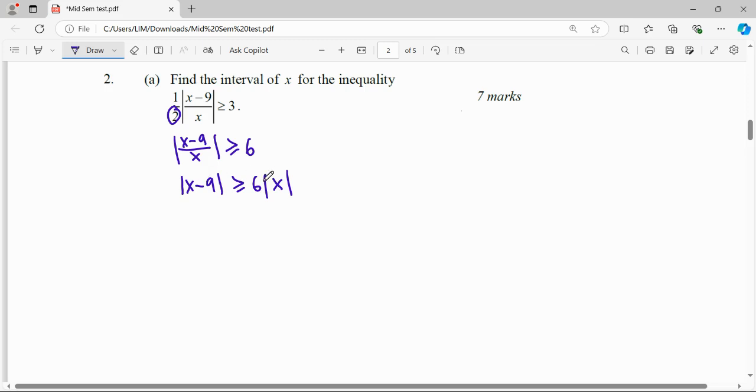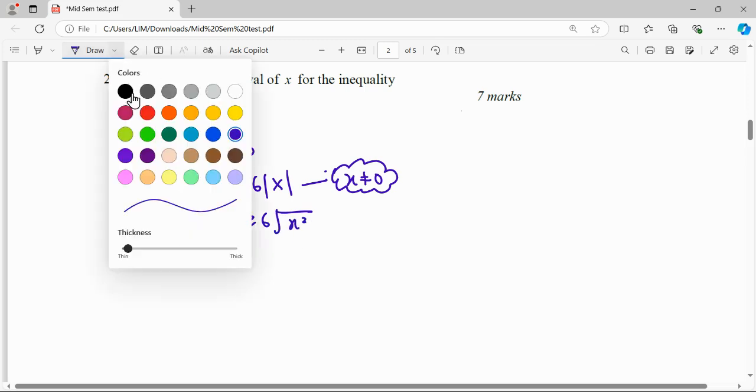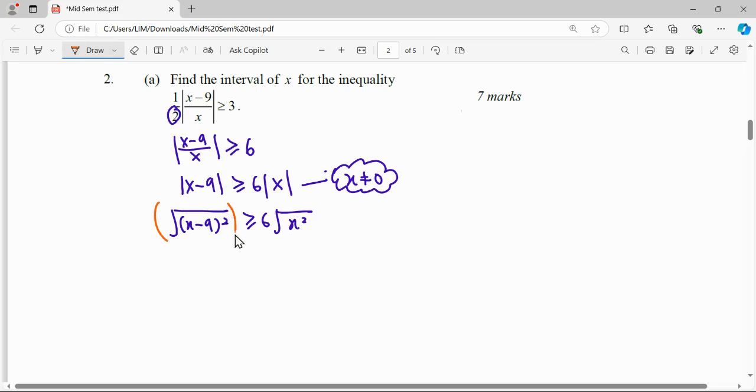For both side modulus, we can do squaring both sides. When we move our denominator to the right hand side, make sure you write the condition for our denominator that it cannot be 0. That is the first part of our answer: x cannot equal 0. Then for the symbol of modulus, we change it to square root and square. To remove the square root, we use our method of squaring both sides.